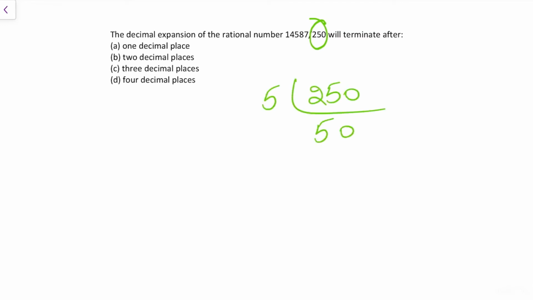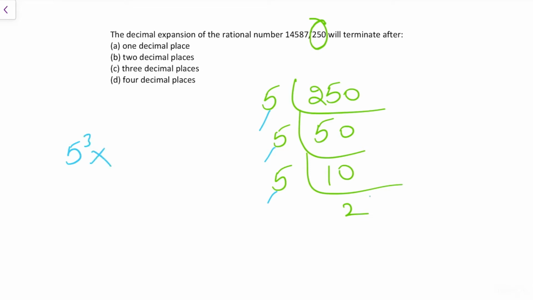5 50s are 250, 5 10s are 50, 5 2s are 10. Now that denominator 250 can be written as 5 power 3 into 2 power 1, since 2 is there only one time. Now observe the bases. Here 5 and 2 are the bases, and we need to see for which base the highest power is there.